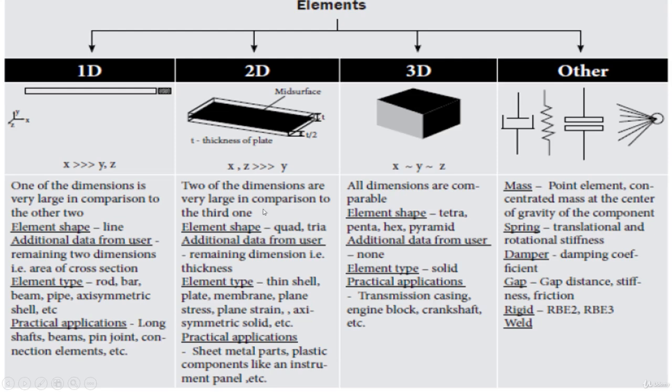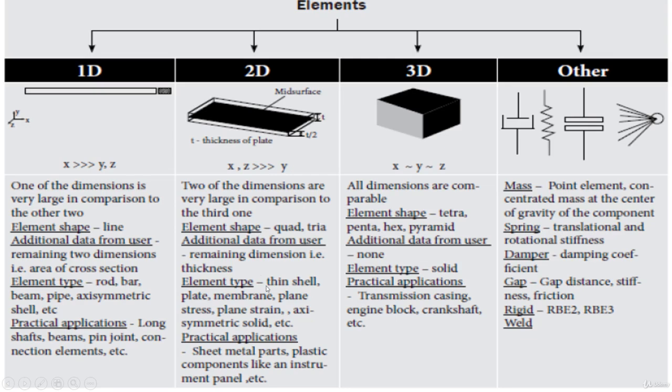Then coming to the next one, the 2D. Here two dimensions are much larger in comparison to the third dimension. For example, in this plate, the length and width are very large in comparison with the thickness of the plate. So we are going to use 2D elements to mesh such types of geometries. Here the element shapes used are quad elements and triangular elements. And we need to provide the remaining dimension, which is nothing but the thickness, to this element.